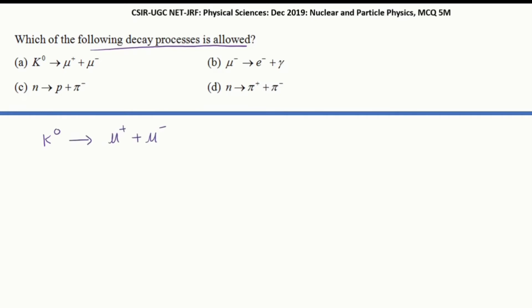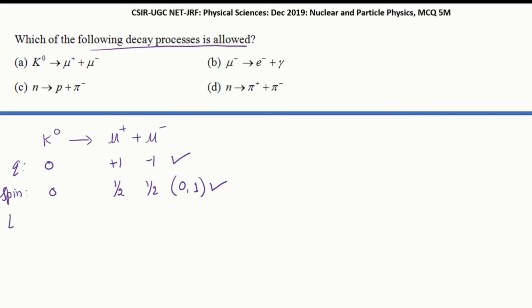Let us say first check the charge. So it is 0 on the K and +1 and -1 on the muon particle. So charge is conserved. Let's also check the spin quantum number. So spin of the kaon is 0. The spin of the muon particle is half and half. So on the right hand side, the possible combinations of spin gives 0 and 1 value, which is matching with the left hand side. So spin is also conserved.